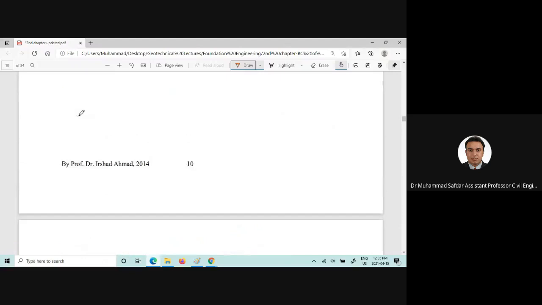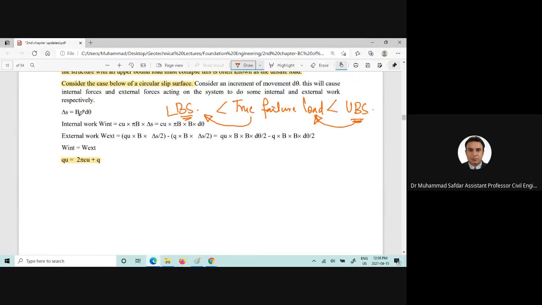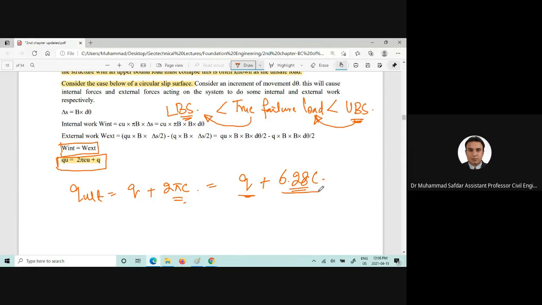Now, if we compare the internal work done and the external work done here, we will come up with the equation which is Q ultimate equal to Q plus 2 pi C. Now we can also write that equation as Q plus 6.28 C. If you remember, we obtained for the lower bound solution Q, which is the overburden pressure, plus 4C. Now in the case of the upper bound solution, we are getting Q plus 6.28 C.